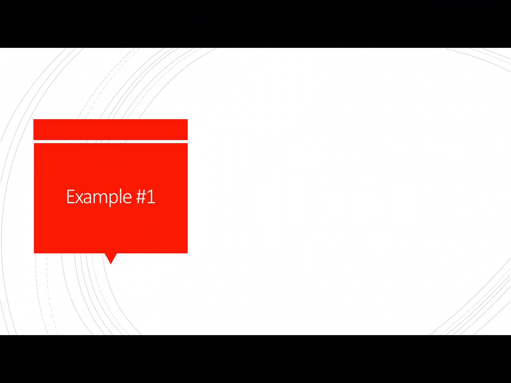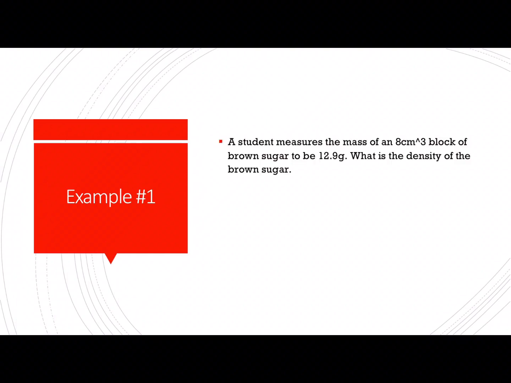I have a few examples of density in the real world, to show real world applications. For example, a student measures the mass of an 8 centimeter cubed block of brown sugar to be 12.9 grams. What is the density of brown sugar? Now we know to find density, you take your mass divided by your volume. In this case, the mass is 12.9 grams and the volume is 8 centimeters cubed. If you take 12.9 and divide it by 8, you get 1.61 grams per centimeter cubed.